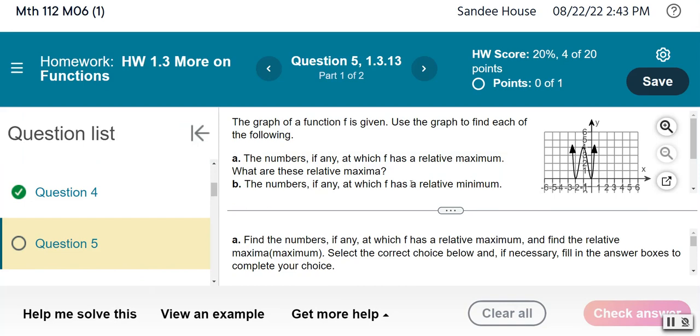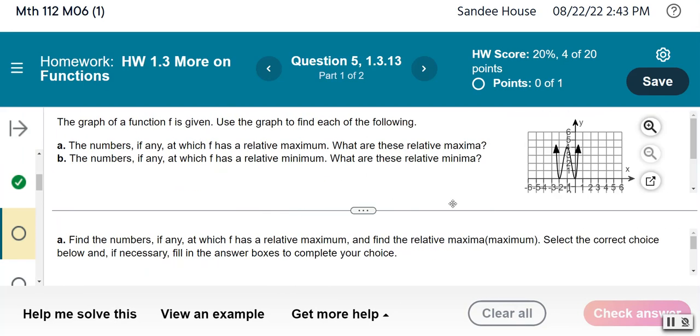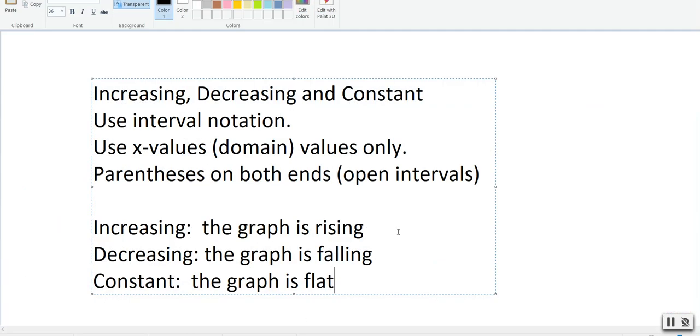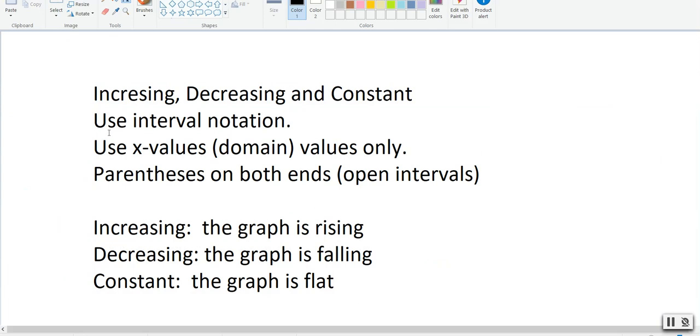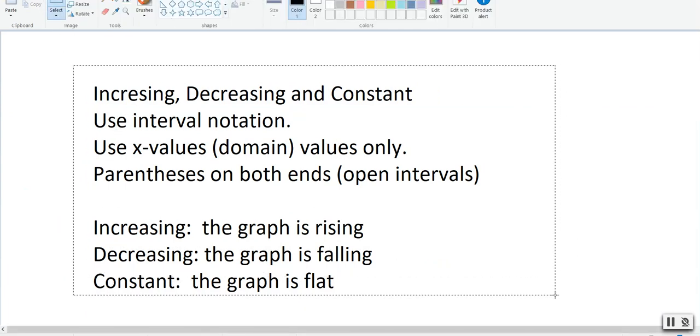Now we're going to look at maximum and minimum. Now, think about this. Maximum, of course, get rid of this for a minute. Pause it if you need to copy it.